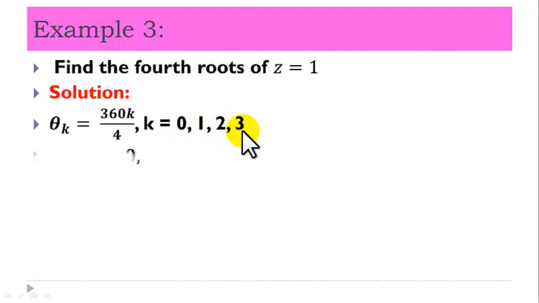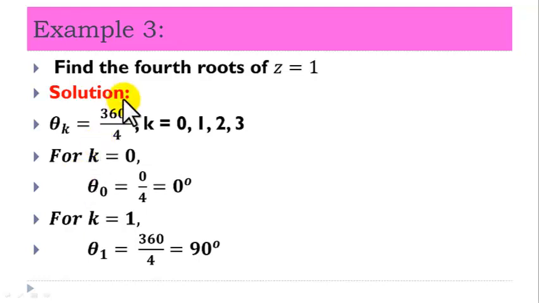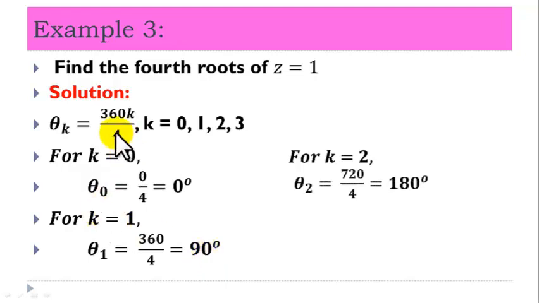For k equals to 0, we have theta 0 equals to 360 times 0 over 4, which is 0 over 4, and that is 0 degrees. For k equals to 1, we have theta 1 equals to 360 times 1 all over 4, which is 360 over 4, and that is equal to 90 degrees. For k equals to 2, we have theta 2 equals to 360 times 2 over 4, which is 720 over 4, and this is equal to 180 degrees.